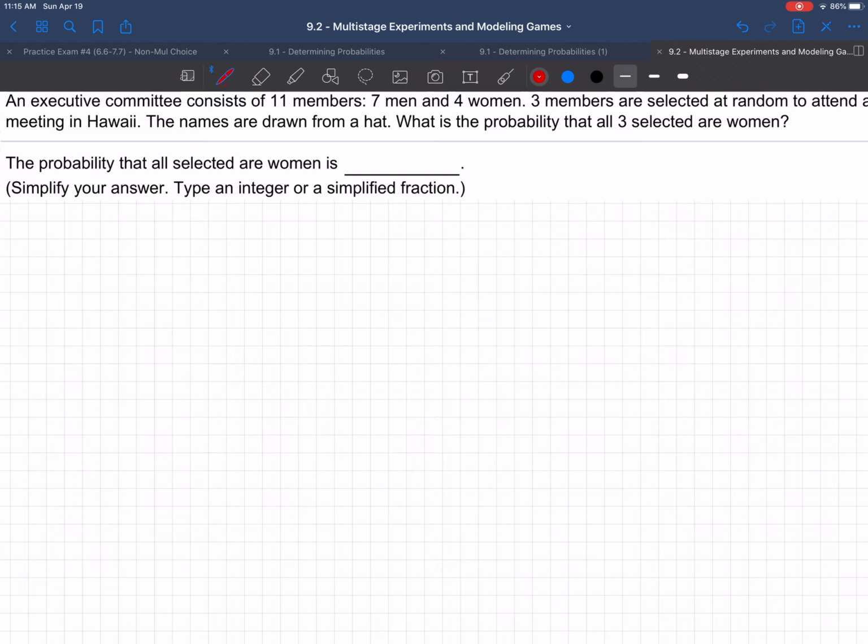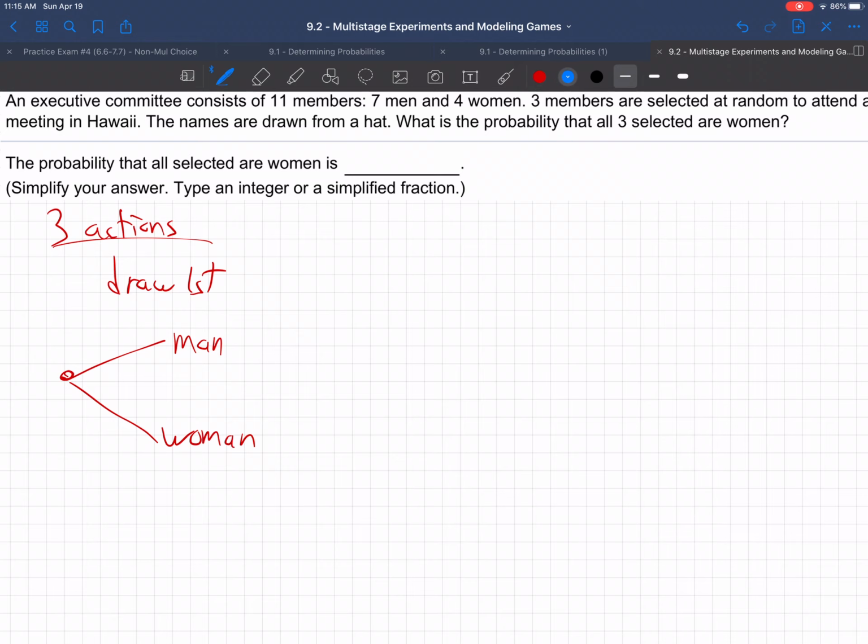Okay, so do you see that this is 3 actions? We draw the first name. In fact, let me just bring them down here for us. So here are the 3 actions. We draw the first. So the first time they reach in the hat and draw a name, they're either going to get a man or a woman.